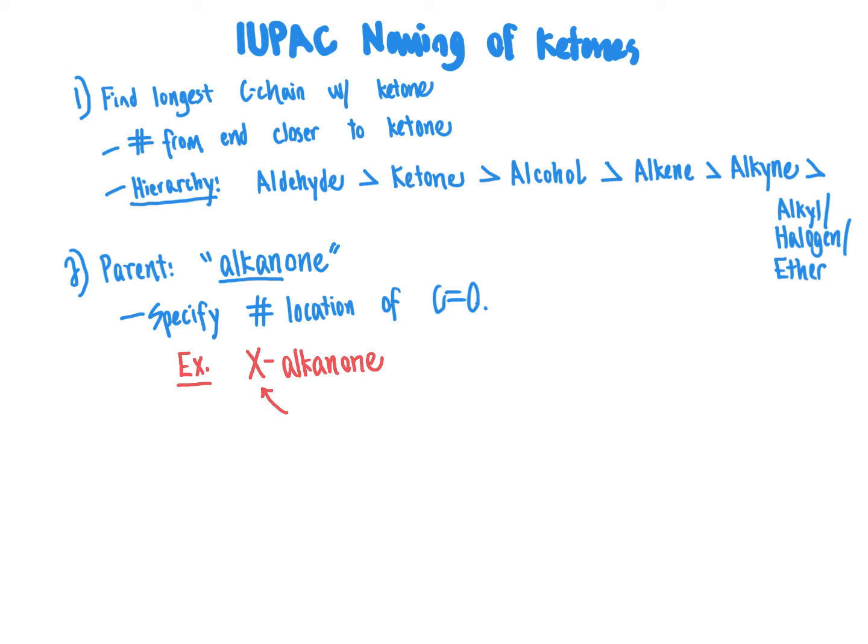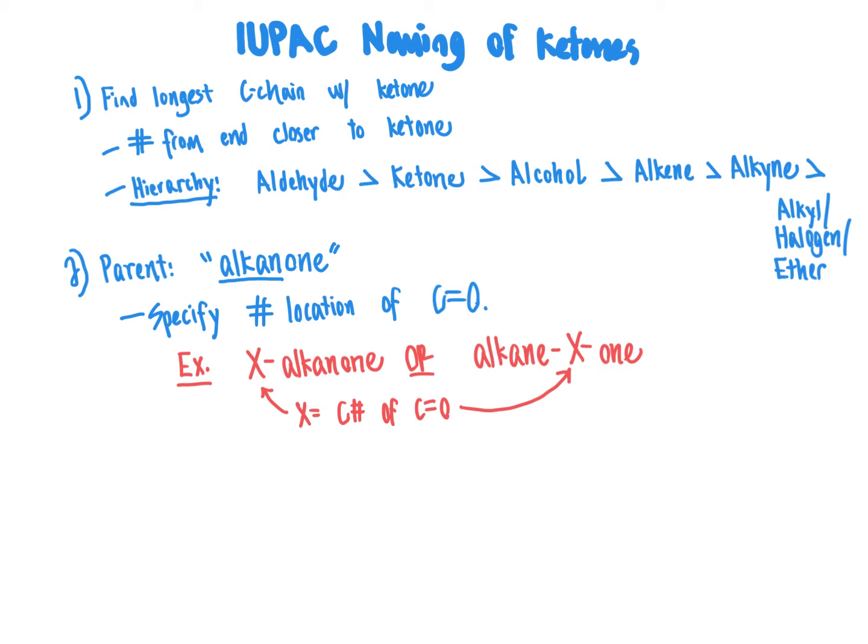You can do X-alkenone, where X equals the location of the carbonyl group. So this X would be the carbon number of the ketone group. Or you can alternatively call it alkane-X-one, to put that numerical location as close to the designator that the molecule is a ketone, that one. So either of those routes will work.